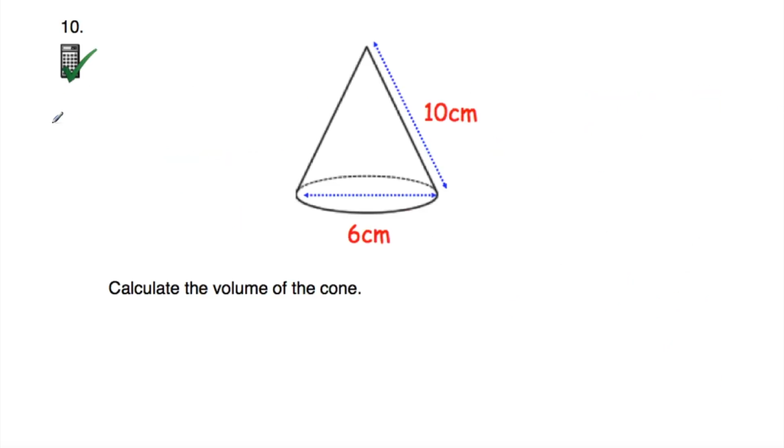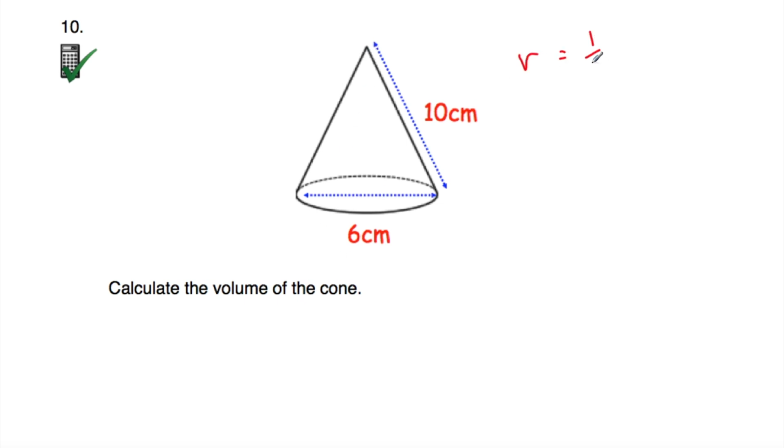Okay, let's have a look at our next question. We've got this cone, and the diameter at the base of the cone is 6 centimeters, and the slant height of the cone is 10 centimeters, and we've been asked to work out the volume of the cone. So it's going to be 3D Pythagoras because we've got a 3D shape here, and we're going to be using Pythagoras' theorem.